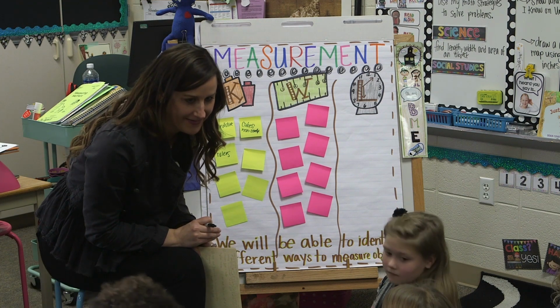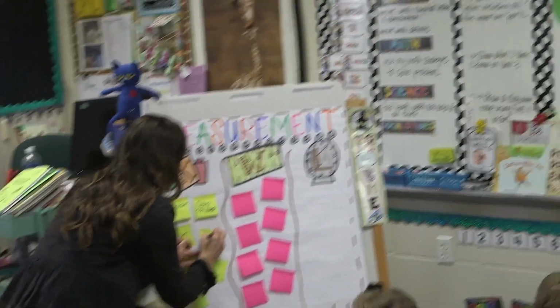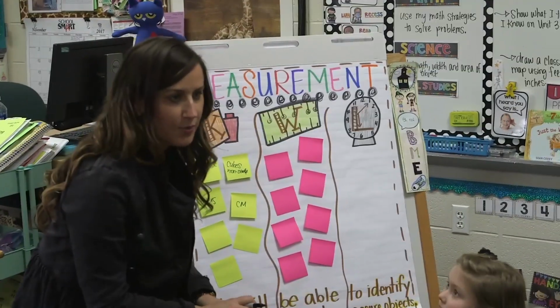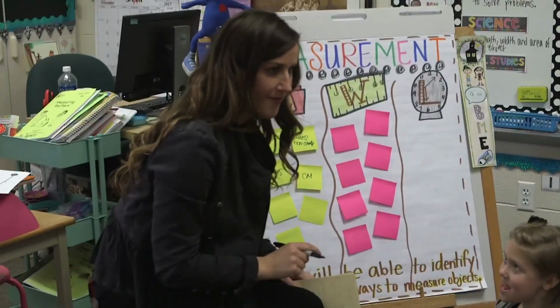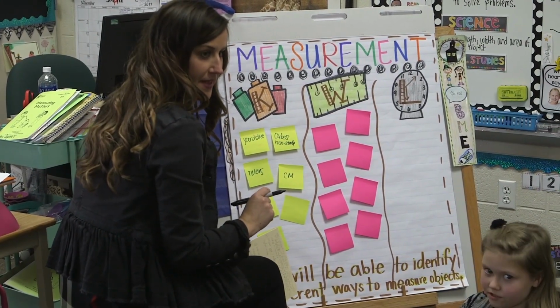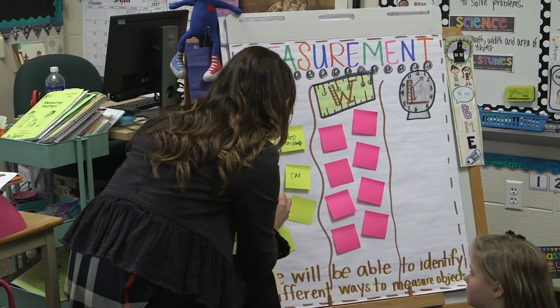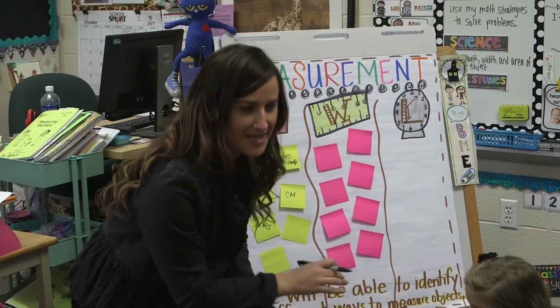Whisper to a neighbor. I heard someone. Centimeters. I heard it. So centimeters. What's another unit that we use when we're measuring with rulers? Parker. Normally we use rulers. We use inches. You use inches. Awesome. Would you kiss your brain for me, please? Inches. Who's got something else that they can tell me about measuring?